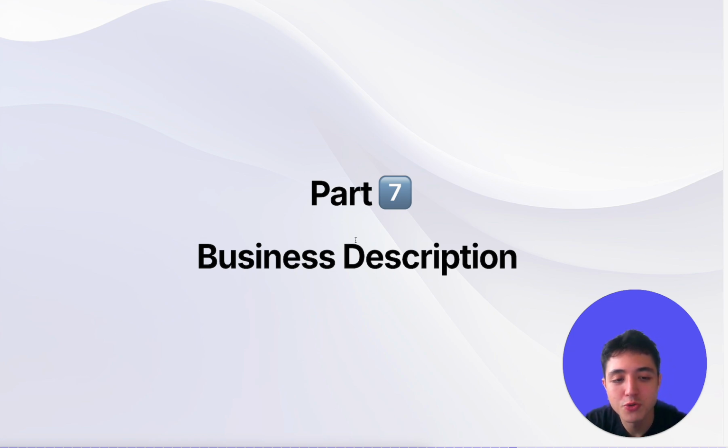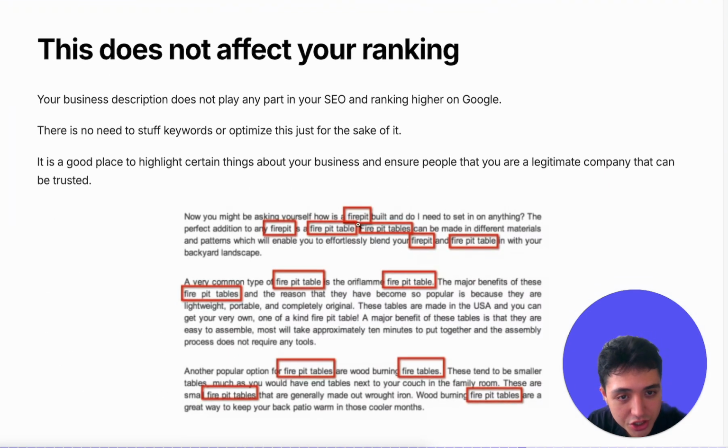Right, moving on to part 7, which is your business description. And the thing here is that this does not actually affect your ranking. So it does not play any part whatsoever in your SEO or ranking higher on Google. So there is absolutely no need to be stuffing keywords or just trying to optimize this for the sake of it. For example, for fire pit service, you can see they put fire pit all throughout the description. So do not do that.